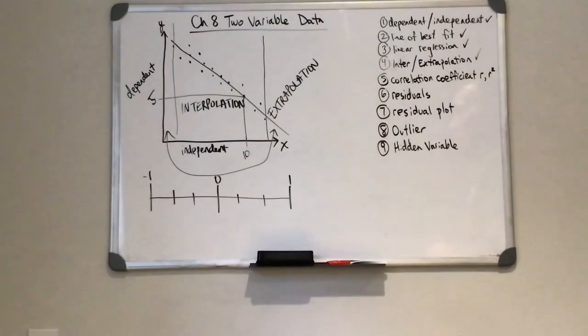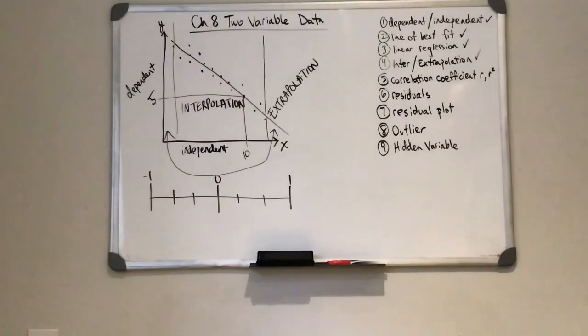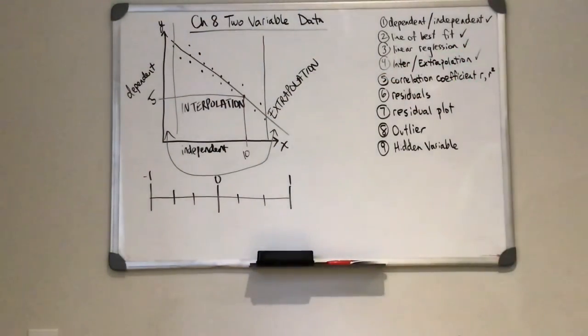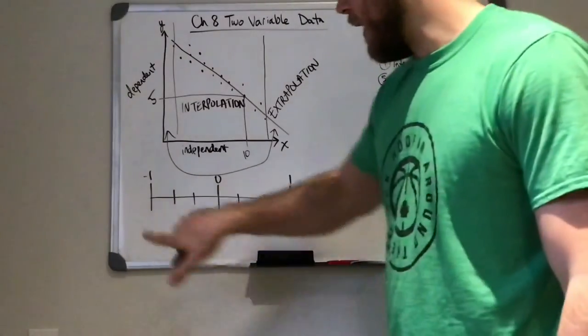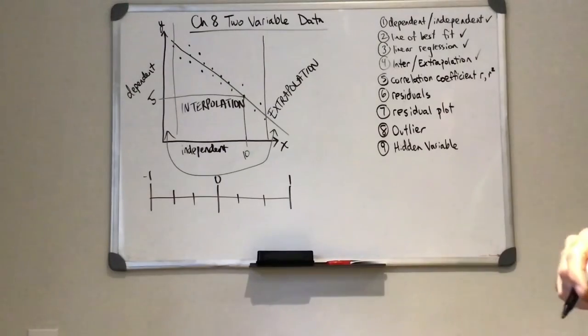Correlation coefficient. Our correlation coefficient is a measure of how close the points are to our line. If every one of these data points hit our line of best fit, that would be an R value of -1. That would be every point, so it would be a linear relationship, and it would be in a negative direction.